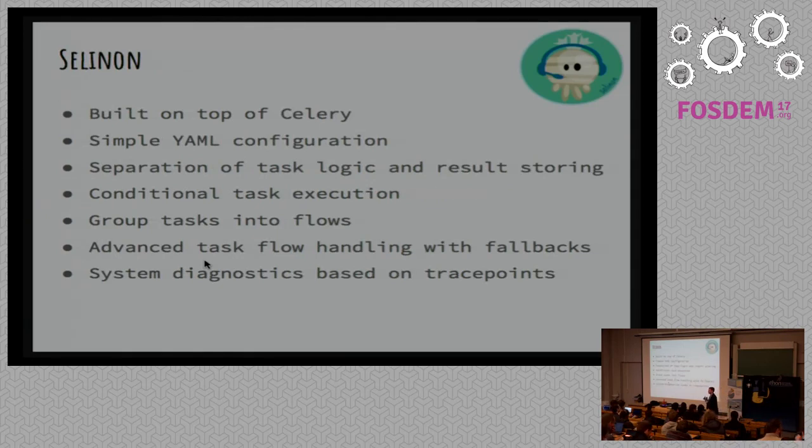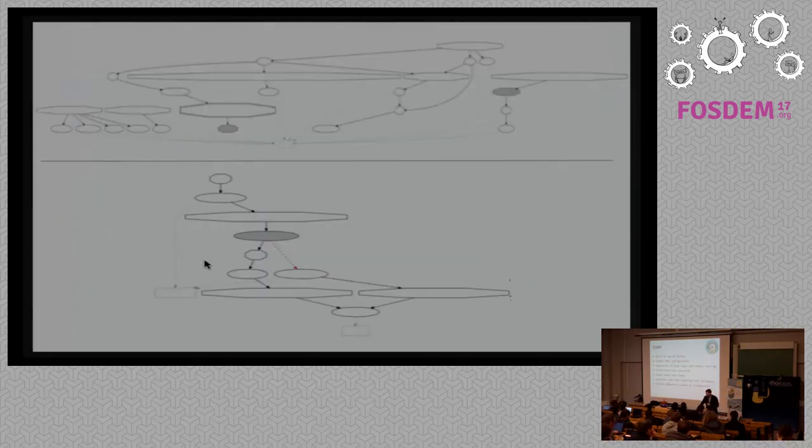So to summarize it, Selinon is built on top of Celery. It uses Celery to communicate with the broker. It provides you a way to easily define your tasks and flows, just by providing a YAML configuration file. It allows you to separate task logic, so you have Python code, and then you have the logic of storing tasks. And it allows you to conditionally execute some tasks, group tasks into flows, and it offers you advanced flow handling, so you can recover from flow failures, and you can do system diagnosis by trace points.